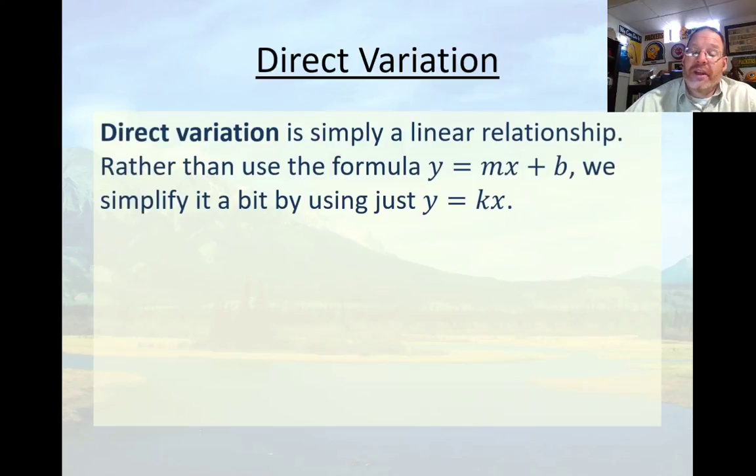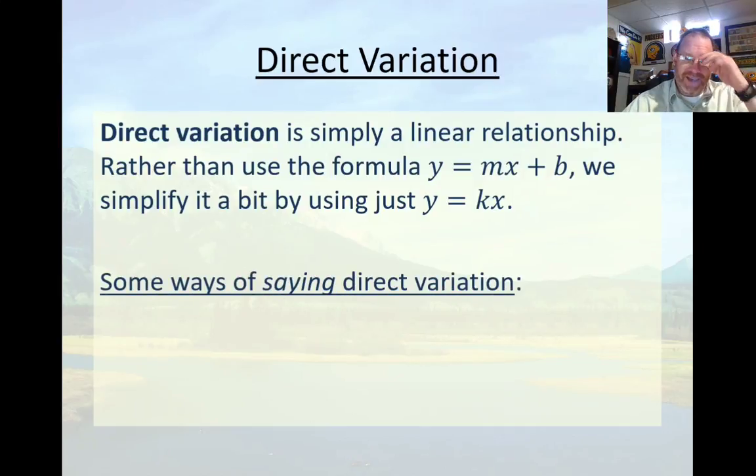Direct variation is simply a linear relationship. Rather than saying y equals mx plus b like we used to, we simplify it a bit by just saying y equals kx, and k is a constant. That's usually the first thing you need to do when you're working with this: figure out what that constant of variation is.